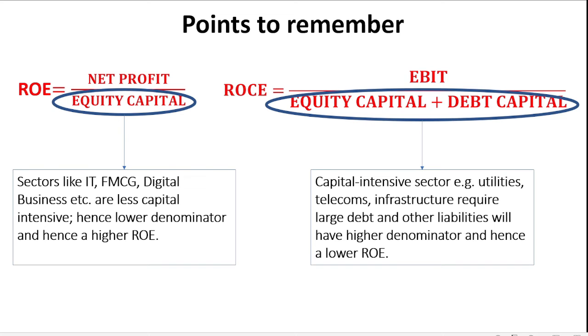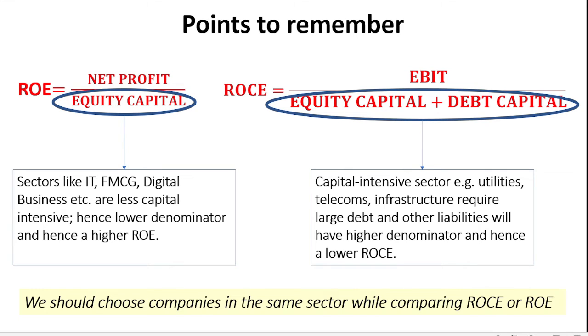Similarly, in ROCE, you have to understand equity capital plus debt capital. What it simply means is that capital intensive sectors like utilities, telecom, infrastructure require large debt and other liabilities, and hence their denominator will be very high, and hence they would have lower ROCE. So companies like Tata Power, Adani Power require huge amounts of capital to buy coal, to buy machinery, etc. And hence for them ROCE would be very low as compared to other sectors.